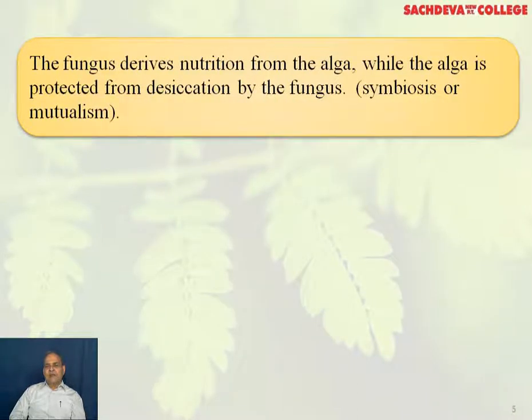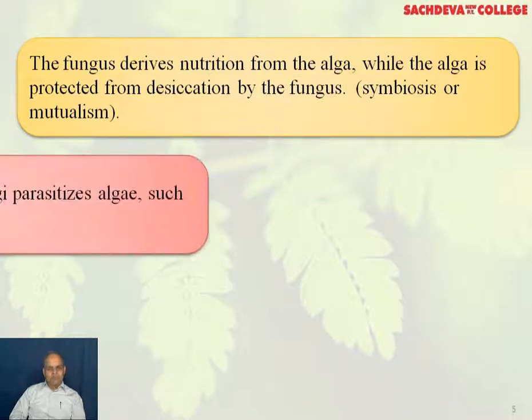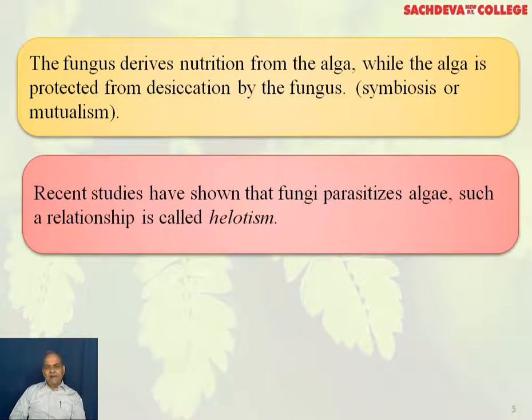The fungus derives nutrition from the alga, while the alga is protected from desiccation by the fungus. So you can say it's a type of symbiosis or mutualism. But recent studies have shown that fungi parasitize the algae, and such a relationship is called helotism, or you can say master and slave relationship.